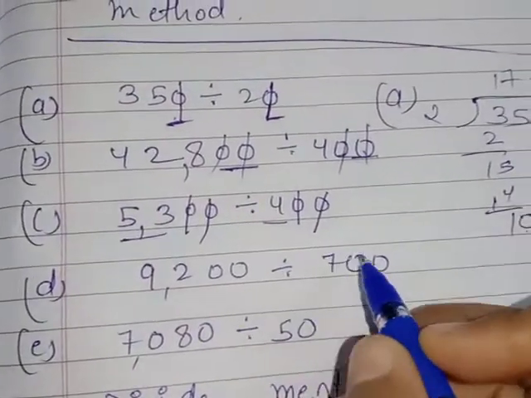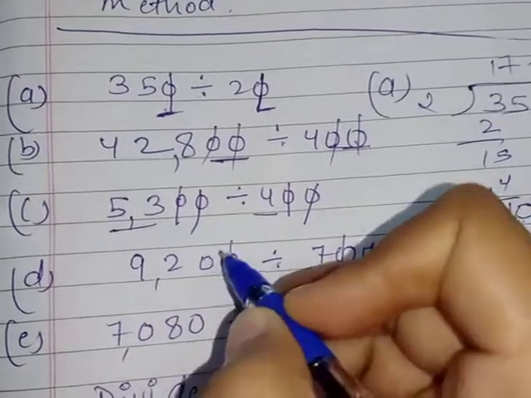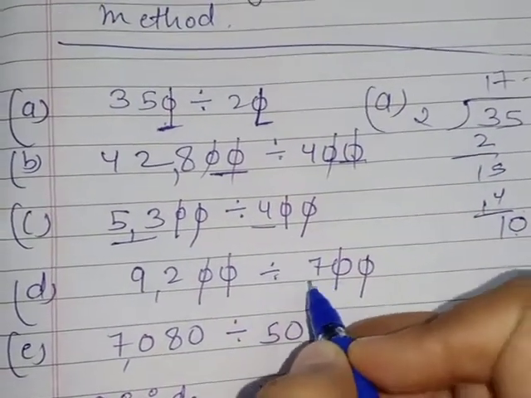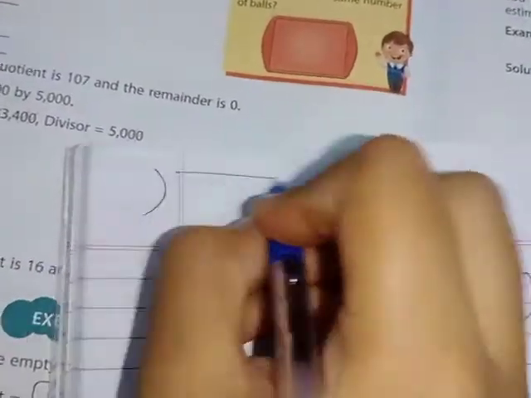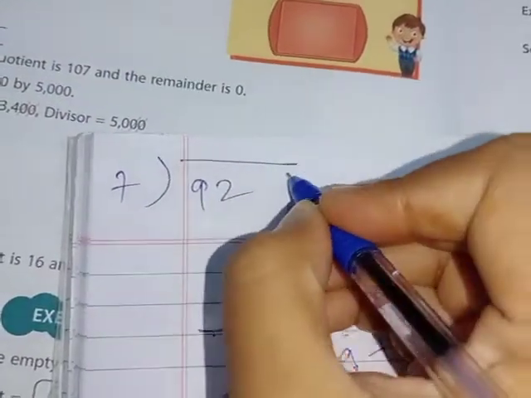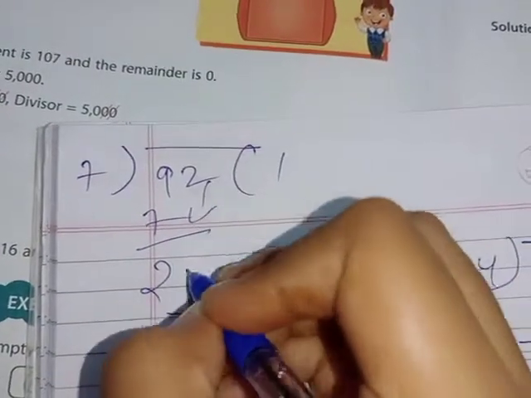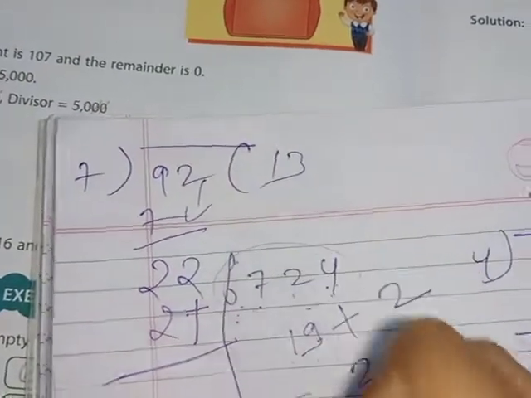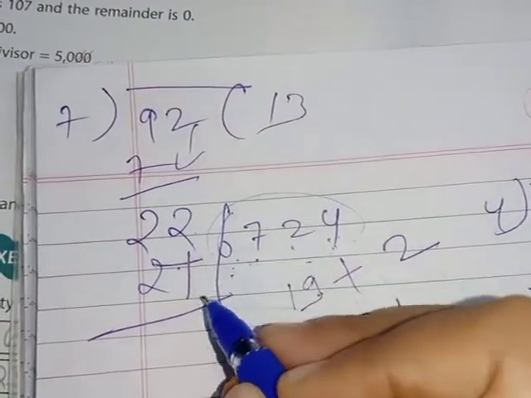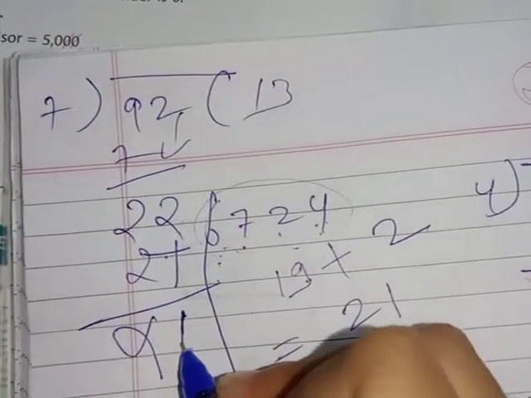Question number D. The 1's place 0 will be divided with the 1's place 0. The 10's place 0 will be divided with the 10's place 0. Now we have this 7 and 92. We will solve this here. 792. 7 ones are 7. 2 is left, 2 we will write here. 7 threes are 21. So from 22 we will subtract 21, we will get 1 here and here cross. In the remainder 1 is left.